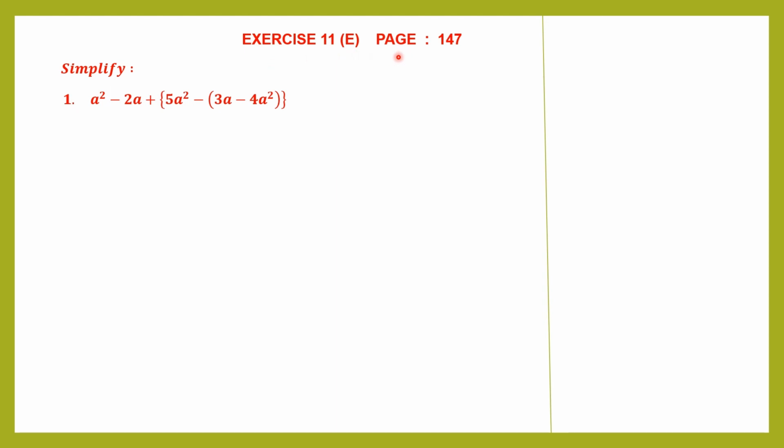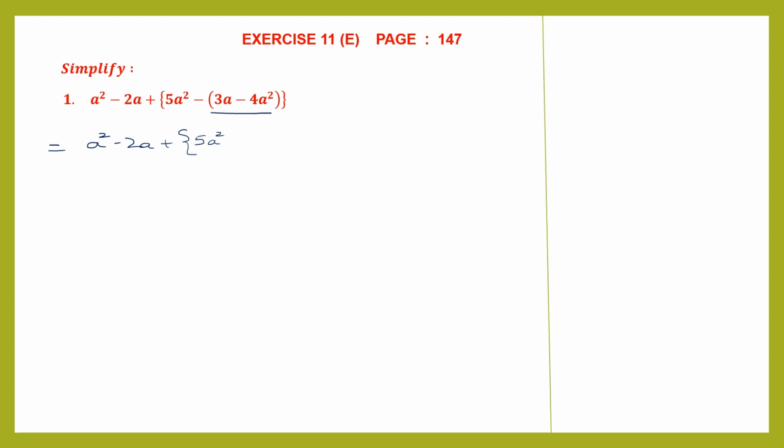Exercise 11E is on page number 147. Simplify. So in this first question, there are different operations including brackets. And here we have the curly bracket and the parenthesis. So according to the order, we have to work out parenthesis first. That means we have to simplify what is inside this. So let's begin. So this is a square minus 2a plus 5a square minus.